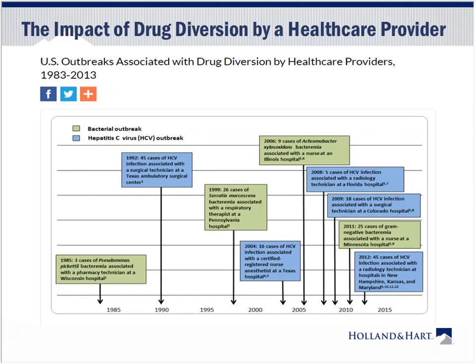Here's a statistic or a chart showing various outbreaks associated with drug diversion by healthcare providers in the United States over a 20-year period, I guess that's a 30-year period, from 83 to 2013, and the various types of problems that are occurring. We see them in the news all of the time nowadays, it seems like, and it's really becoming a problem.